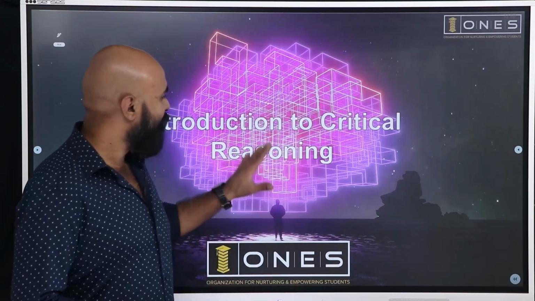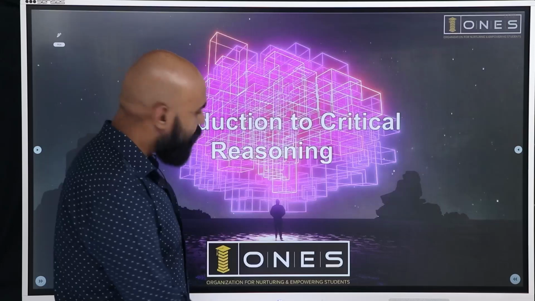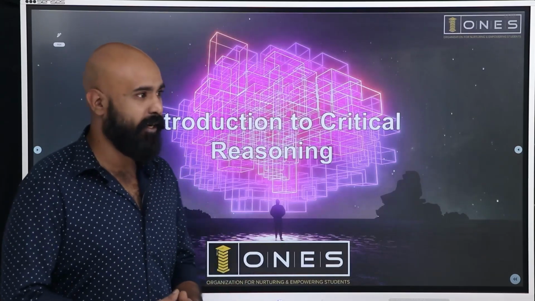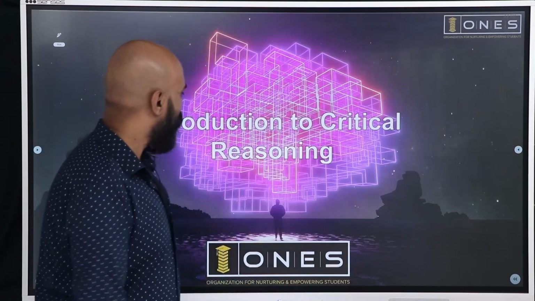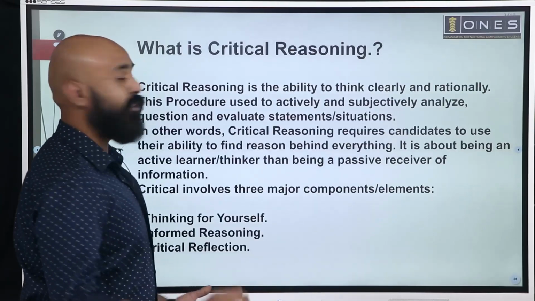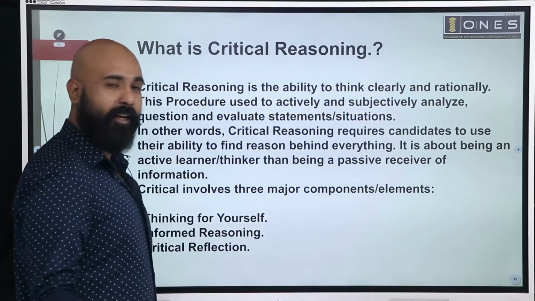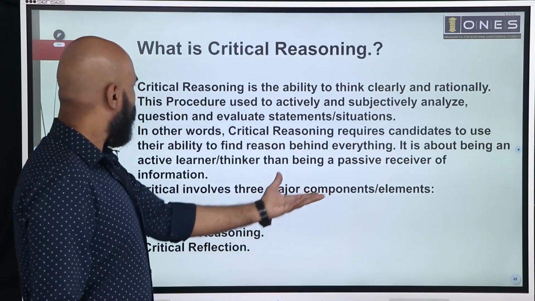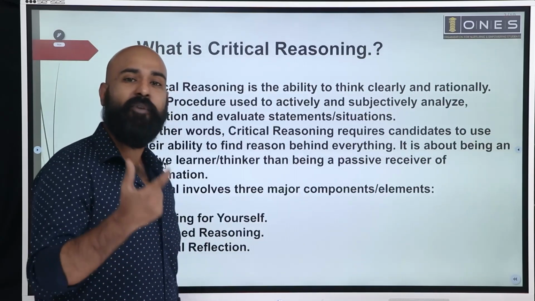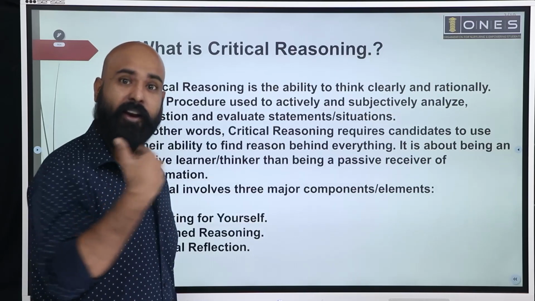And today, we'll be going into a brief introduction of critical reasoning, what all we can face in it, and how to tackle things. Alright, so let's get on with it and pay attention. So, what exactly is critical reasoning? Now, the standard definition is: critical reasoning is the ability to think clearly and rationally. Now, what is the meaning of rationally? The ability to think with clarity, the ability to find reason behind things, that is rationality.